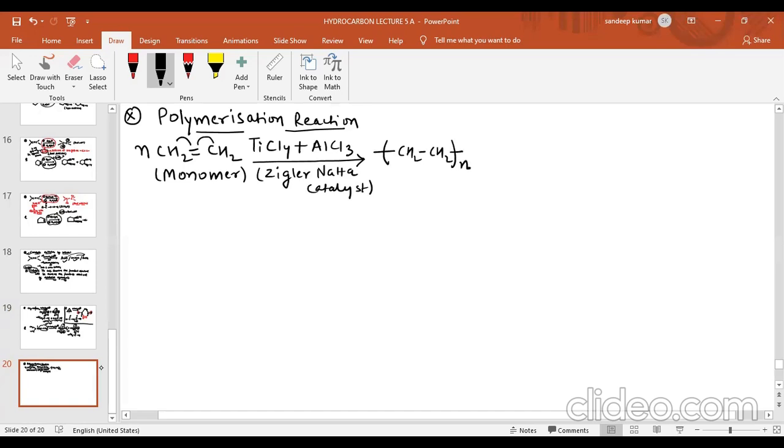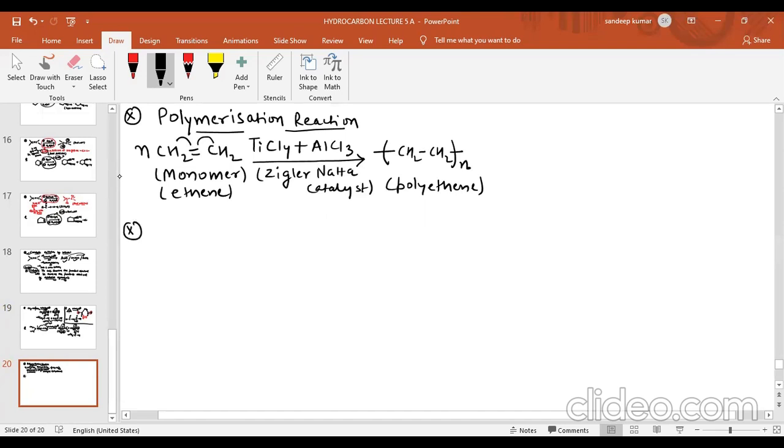So this is basically ethene. This monomer is basically ethene, and on polymerization it will form polythene. So this is polymer, which is polythene, and this is monomer, which is ethene. Now see another polymerization reaction.